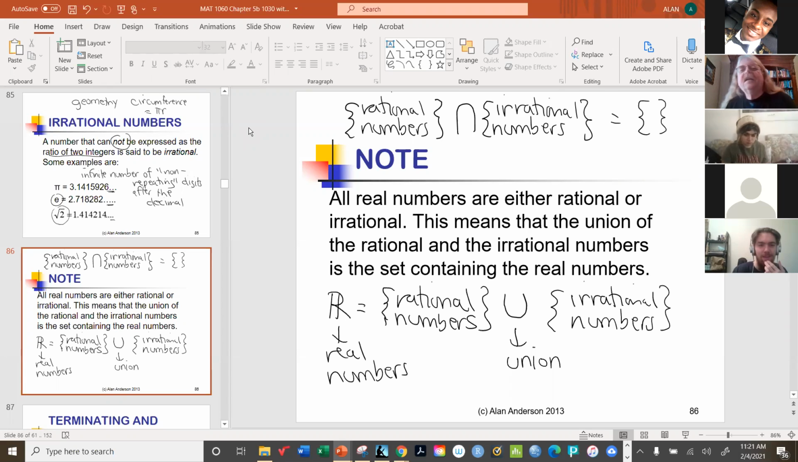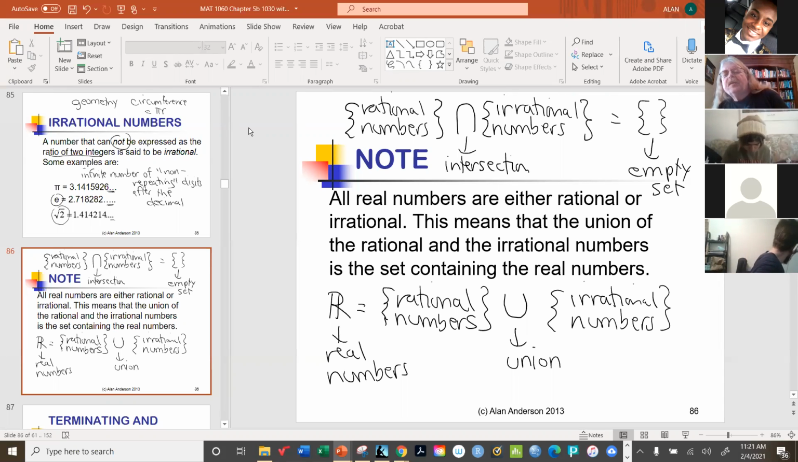All right, so we got some new things going on here. This represents intersection, which means this is a set that contains both. Whatever's in common to both belongs in this new set, but you notice there's nothing in there. This is the so-called empty set. And the way we interpret that in English is that no number can be both rational and irrational at the same time. All right, so they all have to be one or the other, but no number can be both.